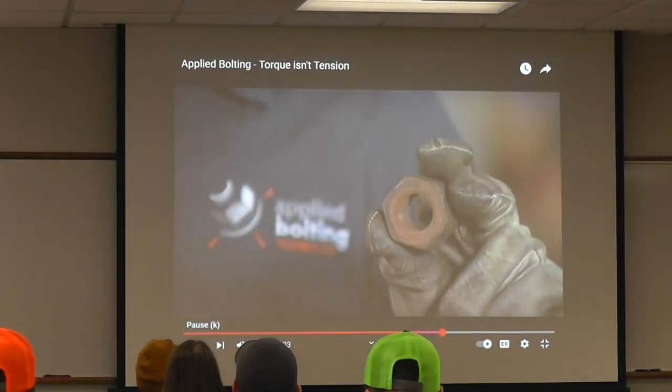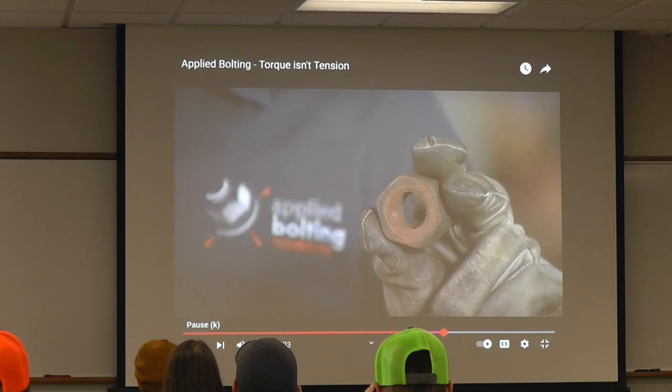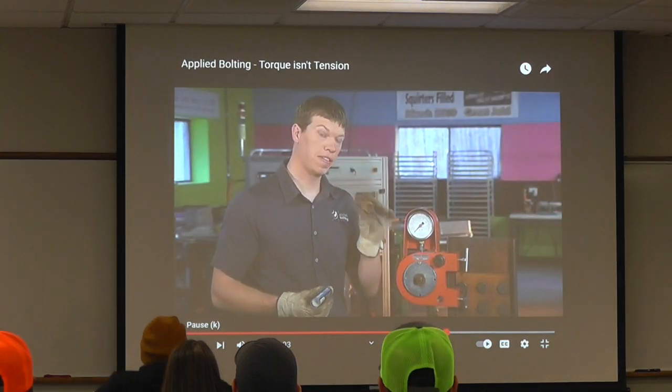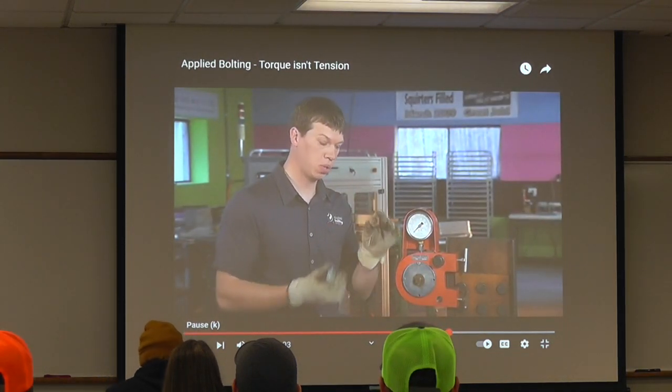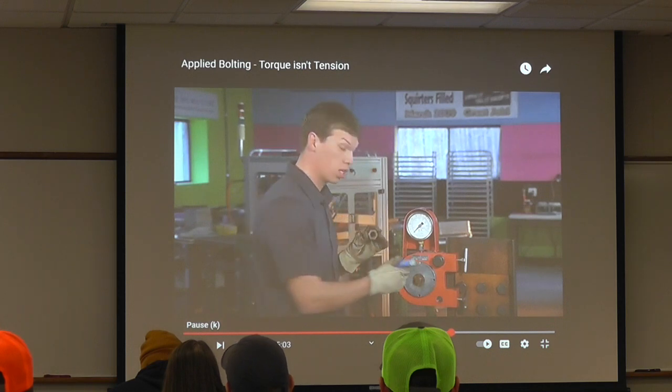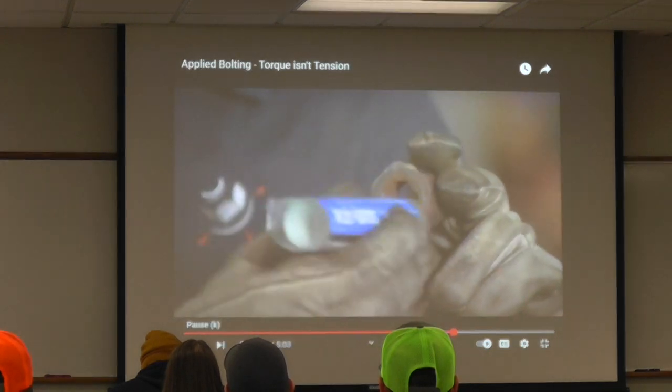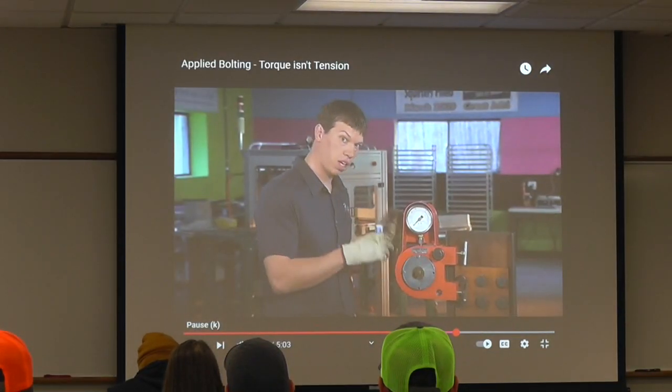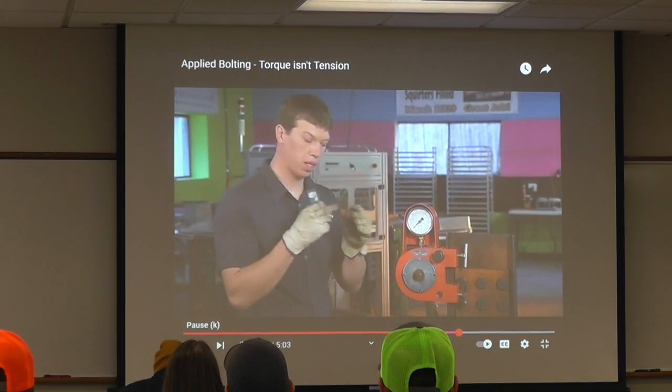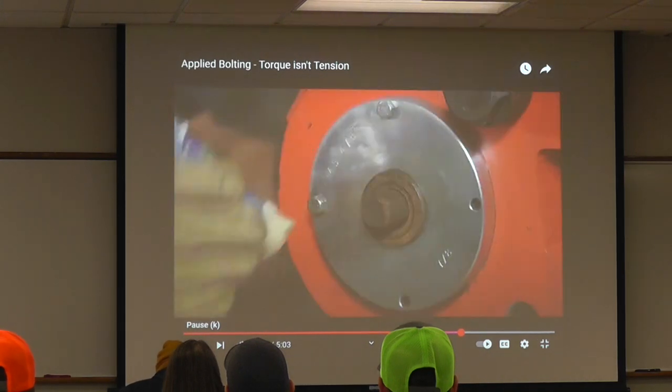So the first thing we're going to lube is the washer face of the nut. About 40 to 50% of our torque is used up between the nut and the washer contact. Another 40 to 50% of our torque is used up between the threads of the nut and the threads of the bolt.